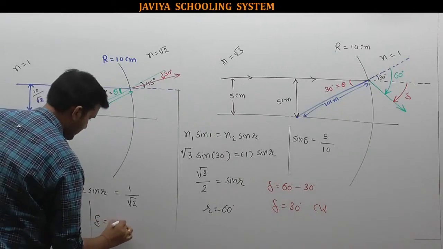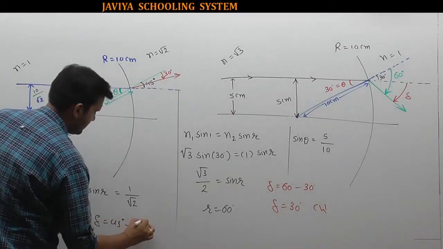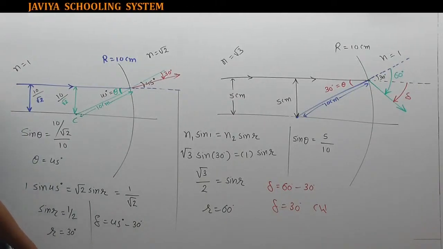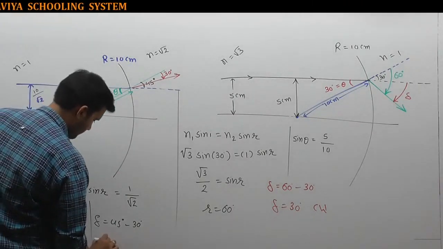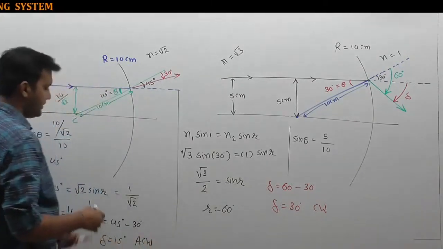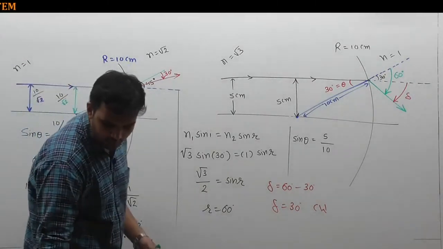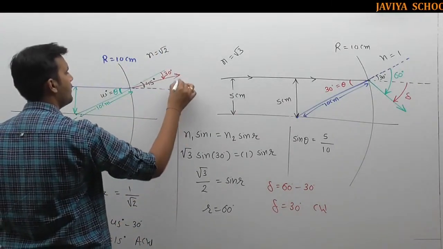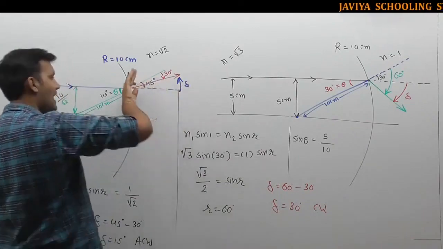So delta is 45 minus 30 degree. Right? Yes, so tell me, what is deviation? 15 degree, but be careful, anti-clockwise. Deviation will be measured from here. We will measure deviation from here and R from normal.